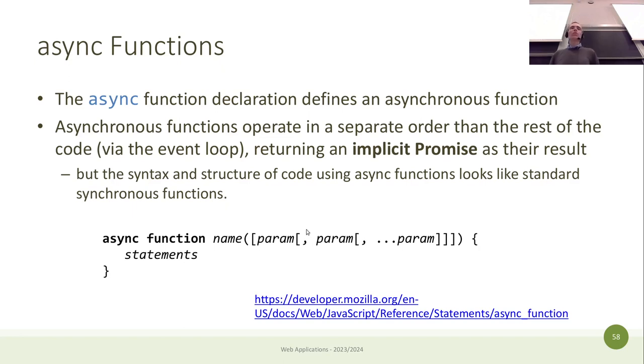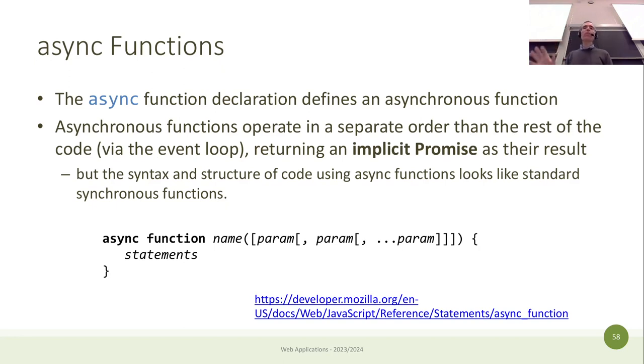So just a few more words about async and await. Async defines an asynchronous function in the sense that we can make any function asynchronous because we make it return a promise. For us, an asynchronous function is a function that returns a promise at the moment. Asynchronous functions operate in a separate order than the rest of the code via the event loop that we will see next time, I think.